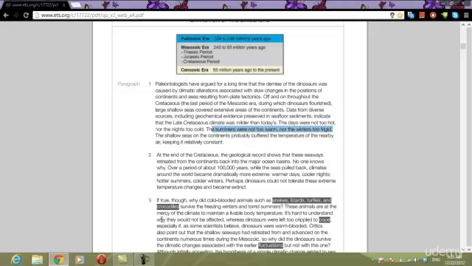Next, B says shallow seas on the continents cause frequent temperature changes. We know that one is wrong because right here we see shallow seas, and it says that it was keeping it relatively constant. That is different than frequent temperature changes. Okay? Relatively constant is different than frequent temperature changes. Alright, so that one is incorrect.